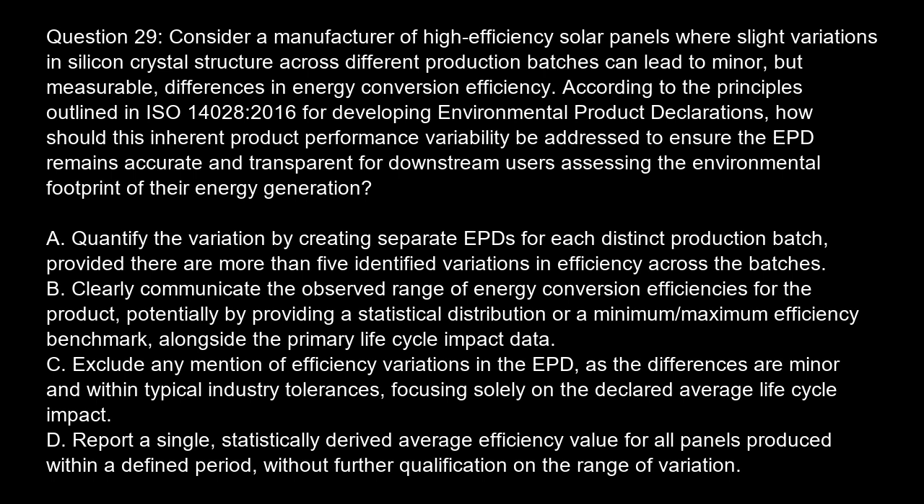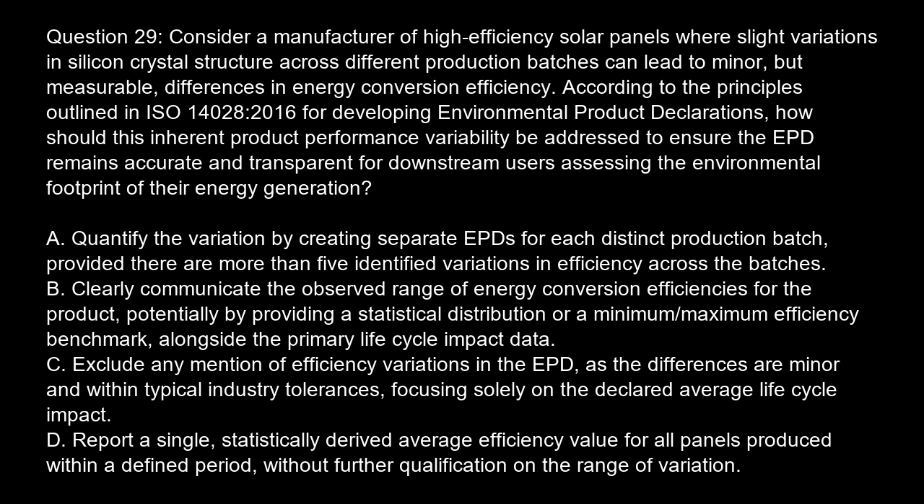Option A. Quantify the variation by creating separate EPDs for each distinct production batch, provided there are more than 5 identified variations in efficiency across the batches. Option B. Clearly communicate the observed range of energy conversion efficiencies for the product, potentially by providing a statistical distribution or a minimum/maximum efficiency benchmark, alongside the primary life cycle impact data.